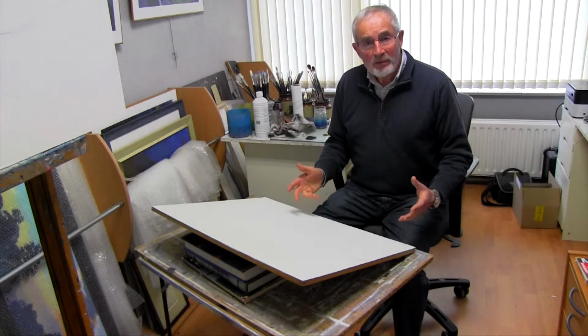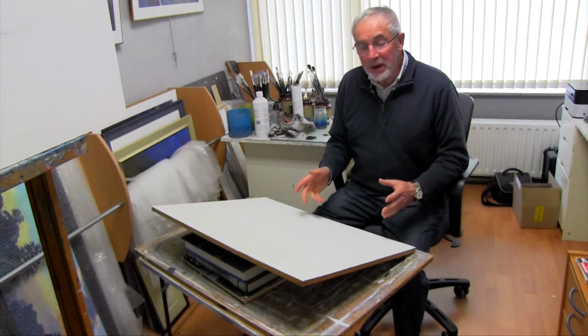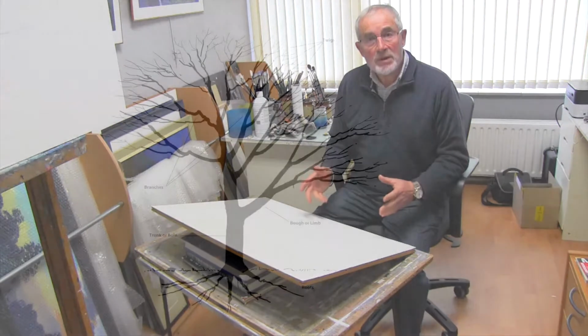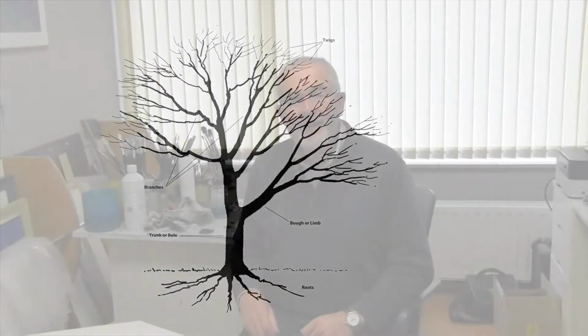This is the second part of my tutorial on how to paint trees, and this time I'll be looking at how to paint trees in winter. A tree comprises roots, trunk, bough, branches, twigs and leaves. The roots anchor the tree in the ground and spread out to provide a stable foundation. The trunk, boughs, branches and twigs get smaller in diameter as they grow higher and spread out from the trunk.